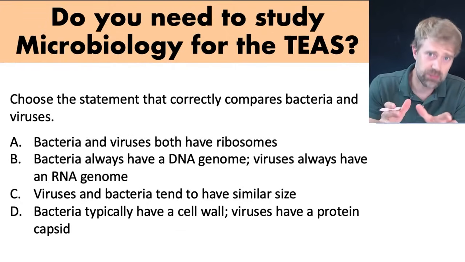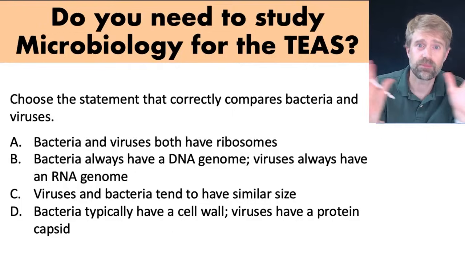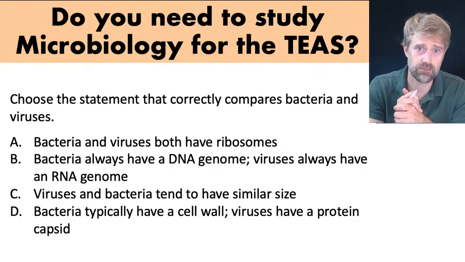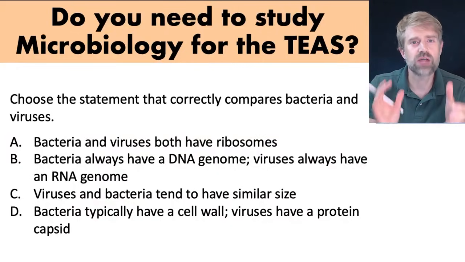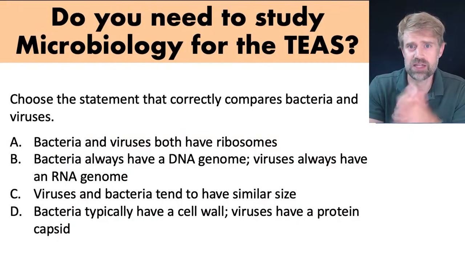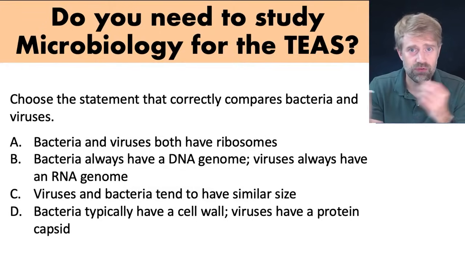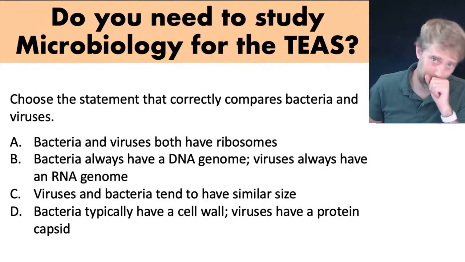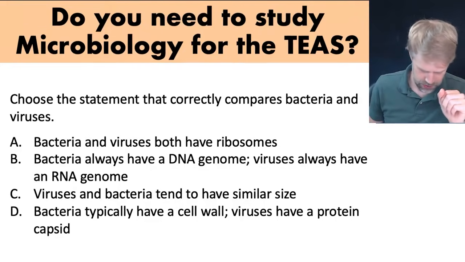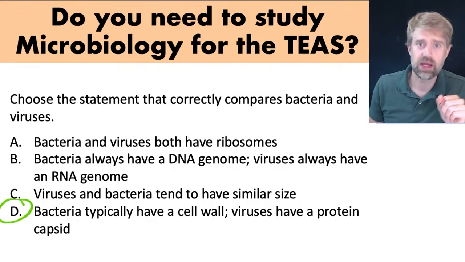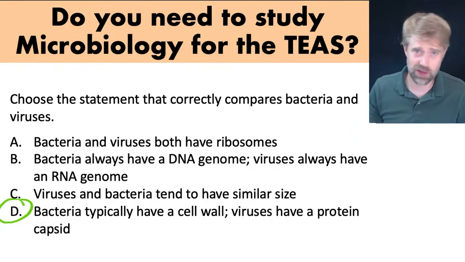Choose the statement that correctly compares bacteria and viruses. We're looking for the correct statement here. A: Bacteria and viruses both have ribosomes. B: Bacteria always have a DNA genome. C: Viruses always have an RNA genome. D: Viruses and bacteria tend to have similar size. Or bacteria typically have a cell wall. Viruses have a protein capsid. What is the correct answer here? The correct answer is going to be D for this question. If you didn't know this, you will by the end of the live stream, so don't worry about it.